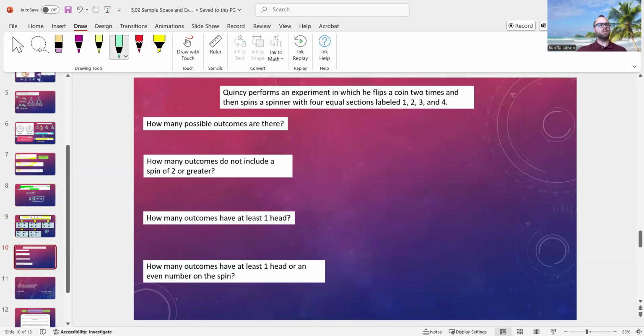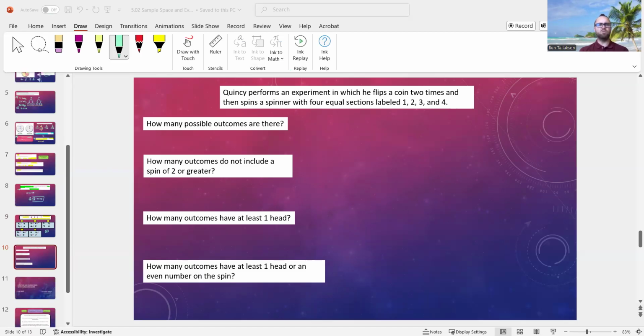And our last set of questions for the day. Quincy performs an experiment in which he flips a coin 2 times and then spins a spinner with 4 equal sections labeled 1, 2, 3, and 4. Okay, we haven't done this quite yet. How many possible outcomes are there? We don't know yet. We'll need to come back to that.